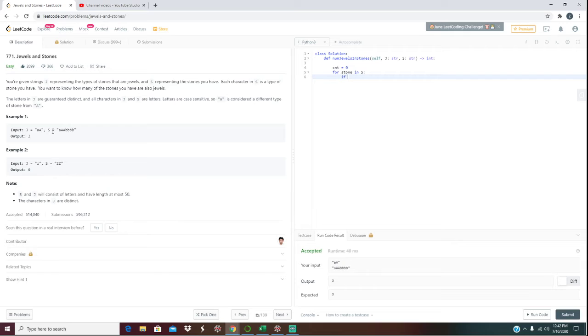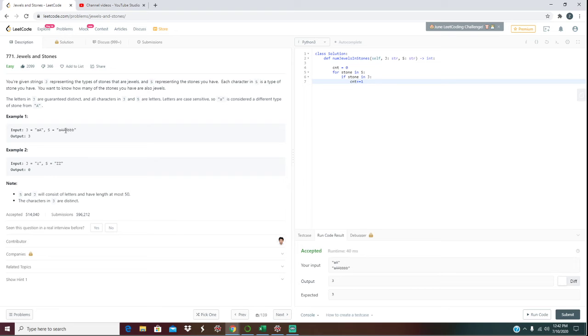If stone in J. So we iterate through S. So A, we see that yes, it's in J. So we're gonna add one to the count, and then we're gonna move on to A, and we see that this is also in J. So we add one to the count. So now we're at count 2, and then we iterate through here, and then we see that this is also in J. So now we know that we have count at 3.